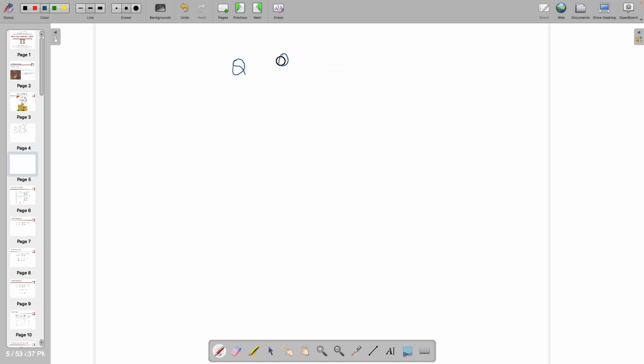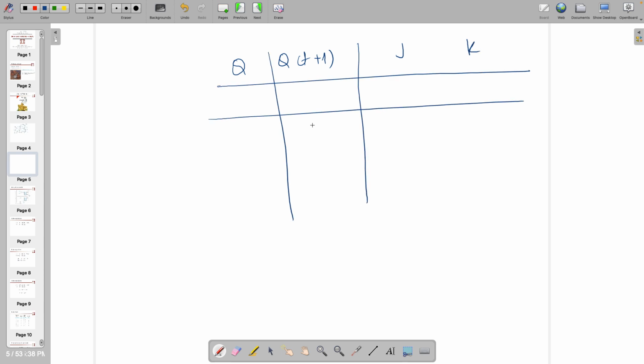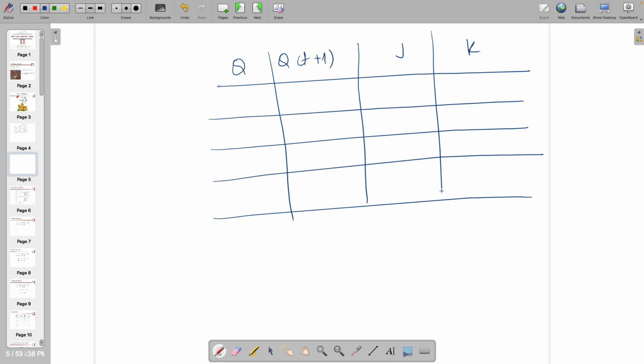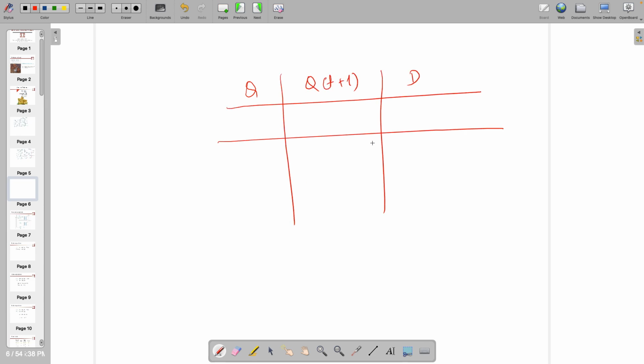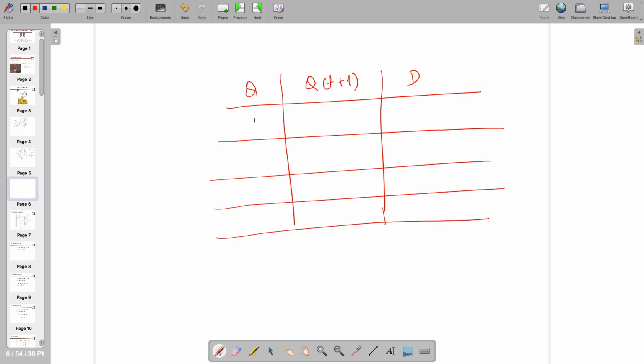What about JK? What about this one? 0 don't care, 1 don't care 1, and don't care 0, right? Okay, so D and T are quite easy, very simple, just for the repetition part. So it will be as it is, like the next state, right?